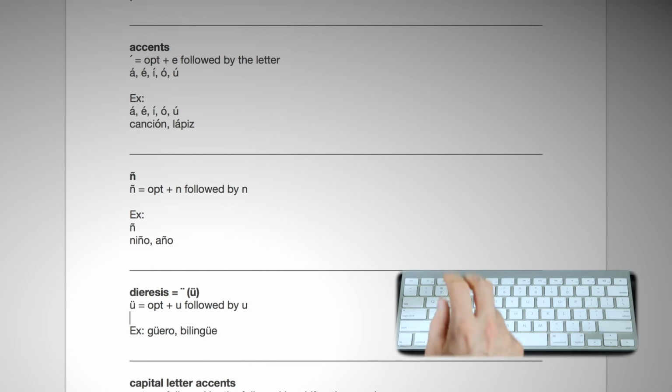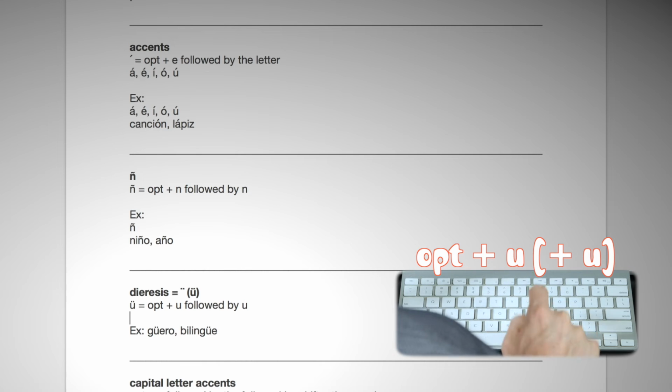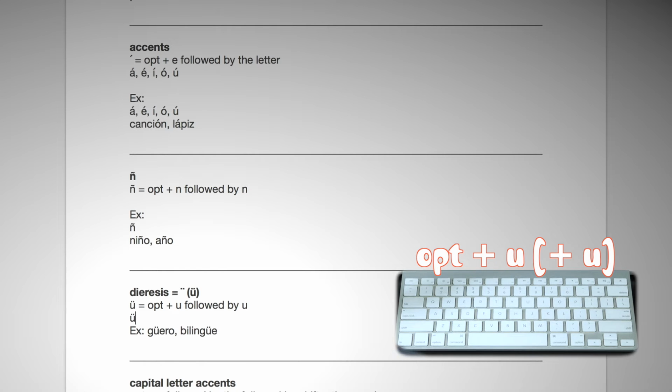For the dieresis, the two dots that you'll see over the U in some Spanish words like güero or bilingüe, hold the Option key, tap the U once, you'll see the highlight waiting for us to do something else. Just tap the U once, and there you go.